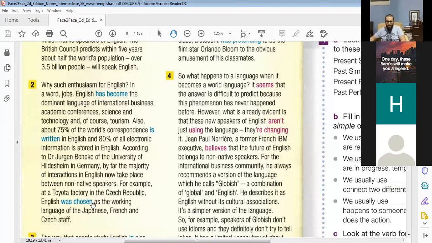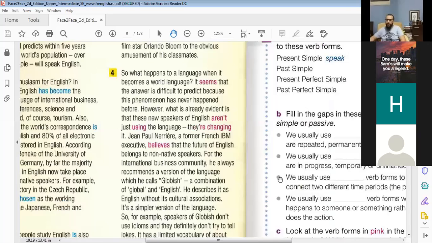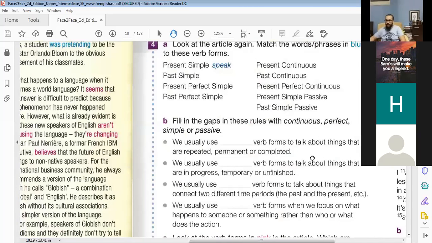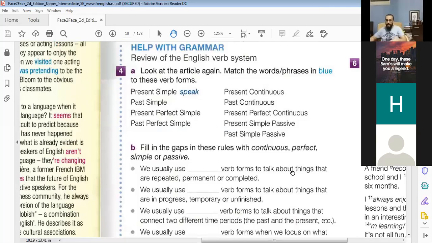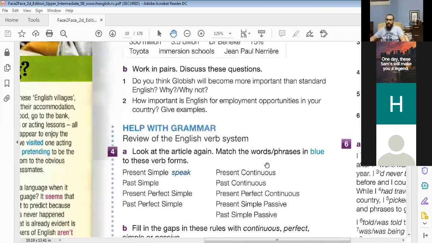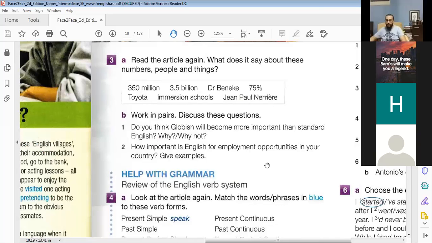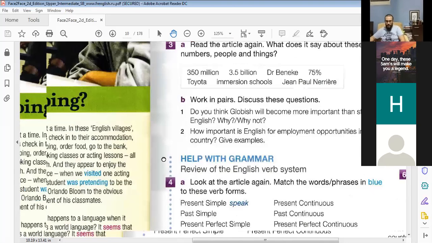All right, so actually this Beneke guy, Dr. Jürgen Beneke, he's talking about how English is becoming very, very common between non-natives. So if you put a Japanese guy with a Colombian guy, they won't speak Spanish and they won't speak Japanese to each other. They'll speak English. And this is probably one of the most common uses of English today in the world. It's between non-natives where they need some kind of middle ground. English serves this function.